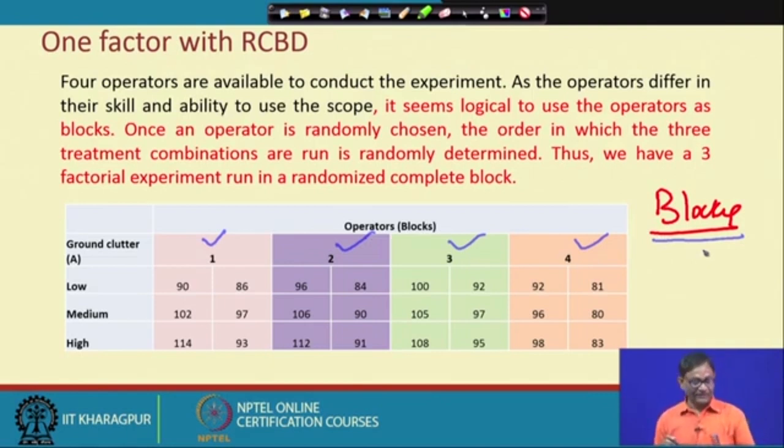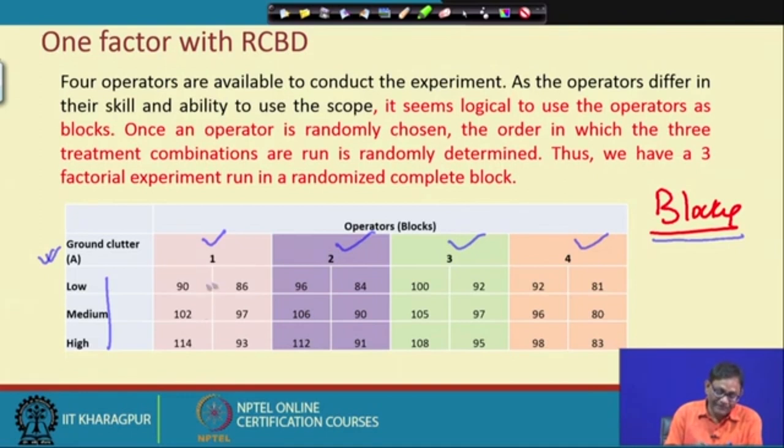So, in order to do blocking, what you require to do, at least that all the labels for the factors, all the labels, the experiment must be conducted by each of the blocks. So, operator 1 definitely will conduct experiment for all the three labels, operator 2 also, operator 3 also, operator 4 also. So, that means you have sufficient material or the time and other things available, so that all the blocks, here in this case operators, can be effectively used.